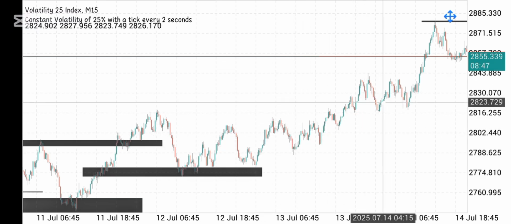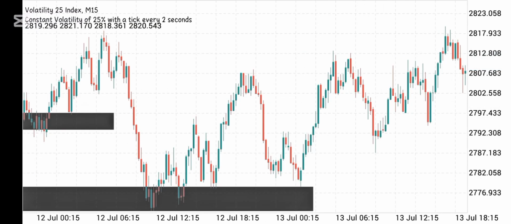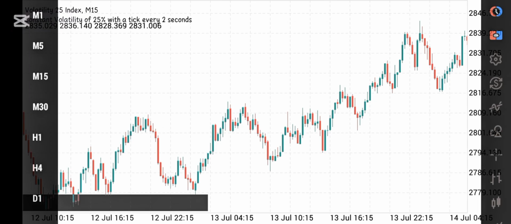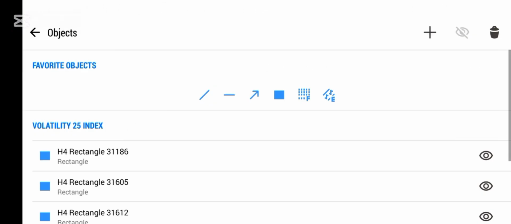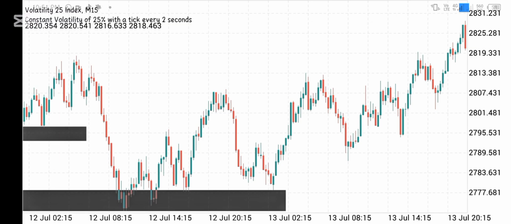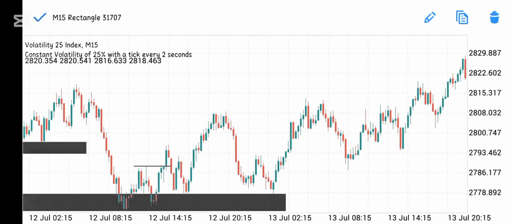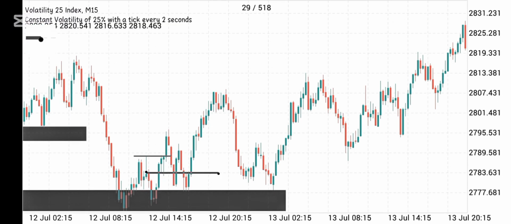Now here it is. So we had this point. This is a 15 minutes time frame. We had this point. We had this structure being shifted. So we had a structure shift. We had a sell side liquidity here that was raided.